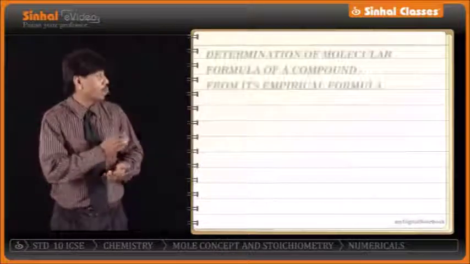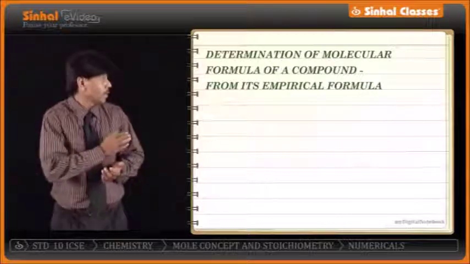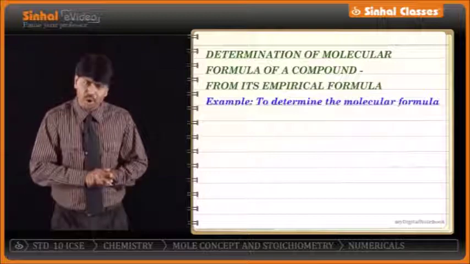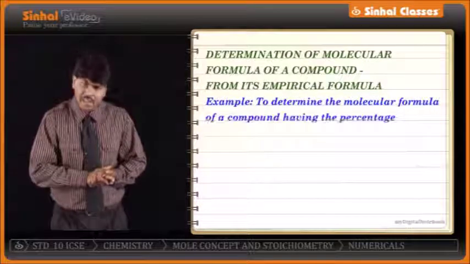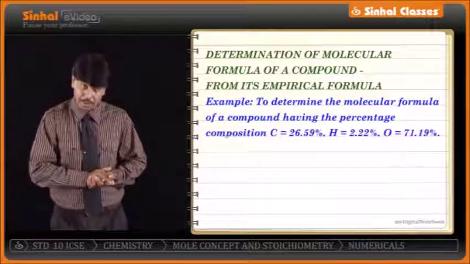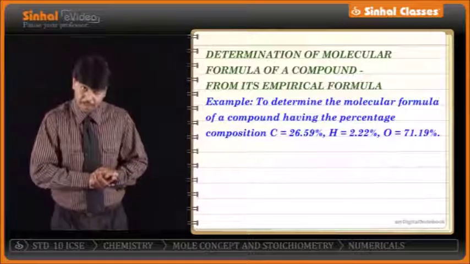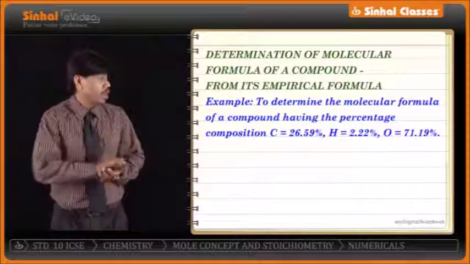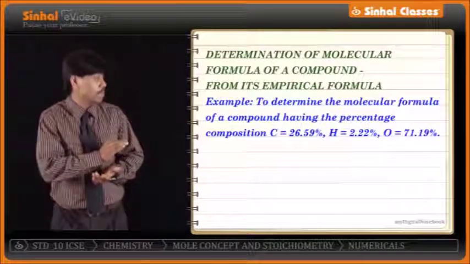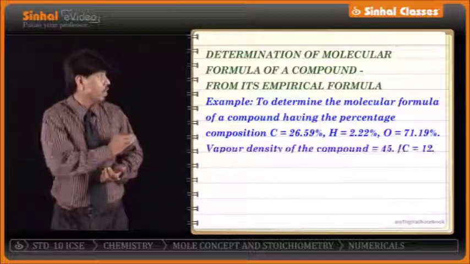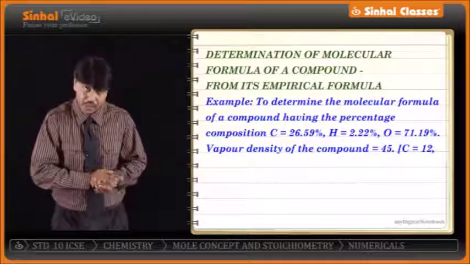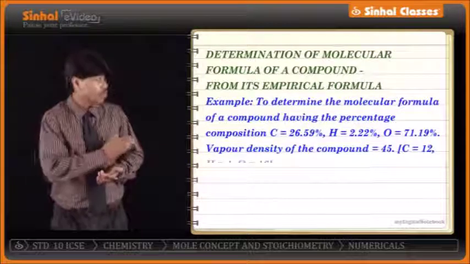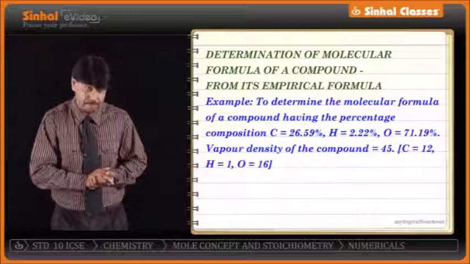Now let's see how to calculate the molecular formula. Let's take an example and understand it. To determine the molecular formula of a compound having the percentage composition, carbon 26.59%, hydrogen given to us is 2.22%, oxygen 71.19%. Vapor density of the compound is 45. In bracket, the weights are given to us as carbon 12, hydrogen 1, oxygen 16.